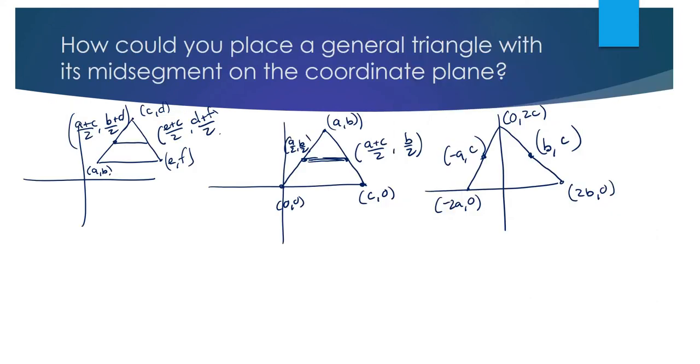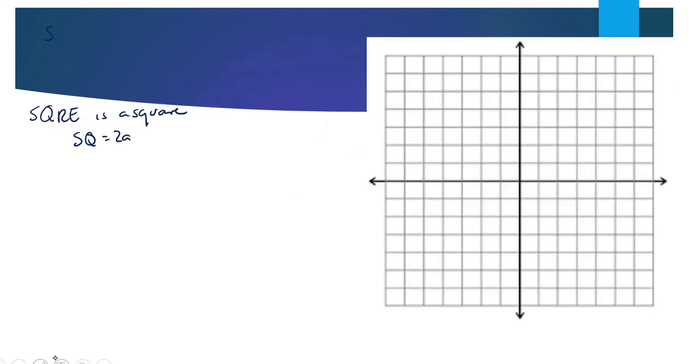So let's do a couple problems. We're going to state that SQRE is a square and SQ equals 2A. And I want to put this around the origin. So I'm going to just kind of make a little square. It's 2 units in each direction from the origin.